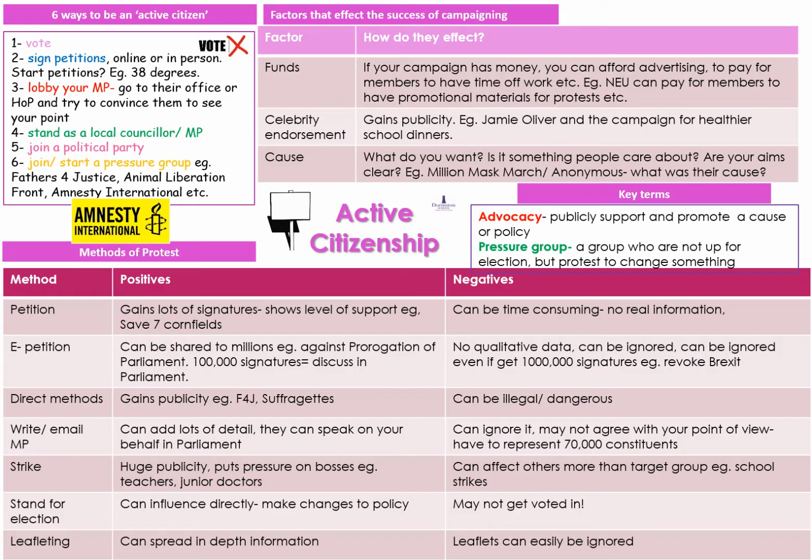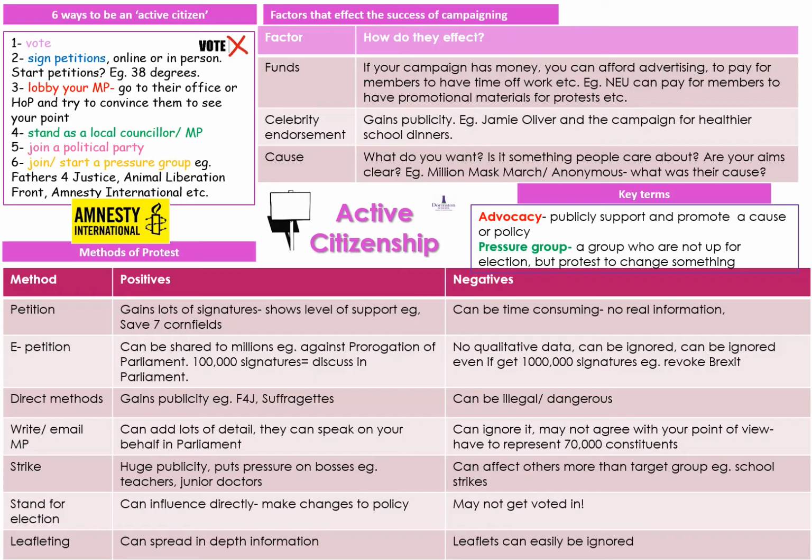Celebrity endorsement. If you've got a celebrity on your side, you are going to get more publicity. So Jamie Oliver and his campaign for healthier school dinners, Marcus Rashford and his campaign for free school meals. It's all about school meals. Whenever you have got a personality, a TV personality, somebody who is famous on your side, you get that immediate media reaction, which is always going to gain more followers.